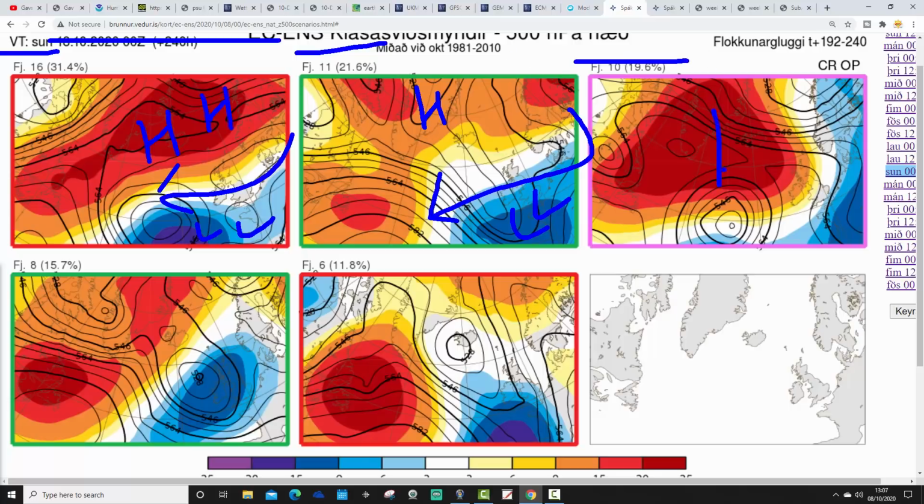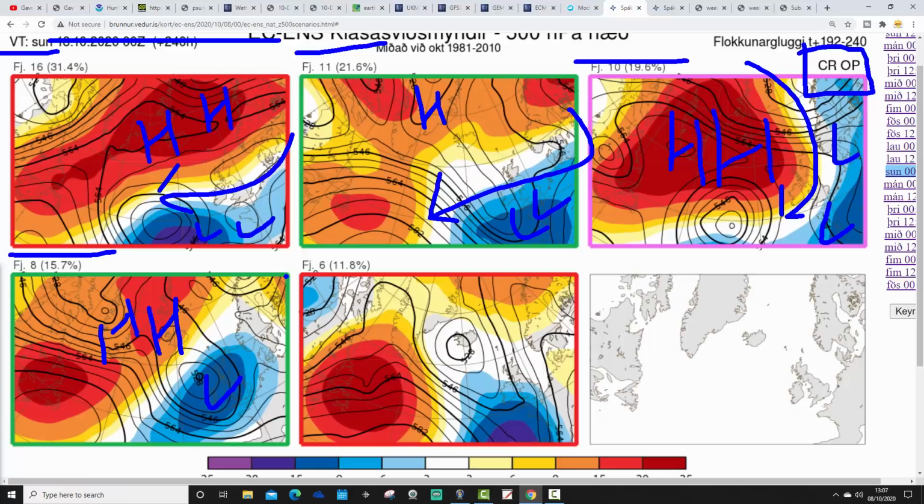10, with high pressure to our northwest and west, low pressure generally to our east and south. That's cool, could be a little bit unsettled as well. That includes the control and the operational run. 8, with low pressure over top of the country combined with northern blocking up here, and 6 just here with low pressure to our south. Quite unsettled, but drawing up a milder southerly wind.